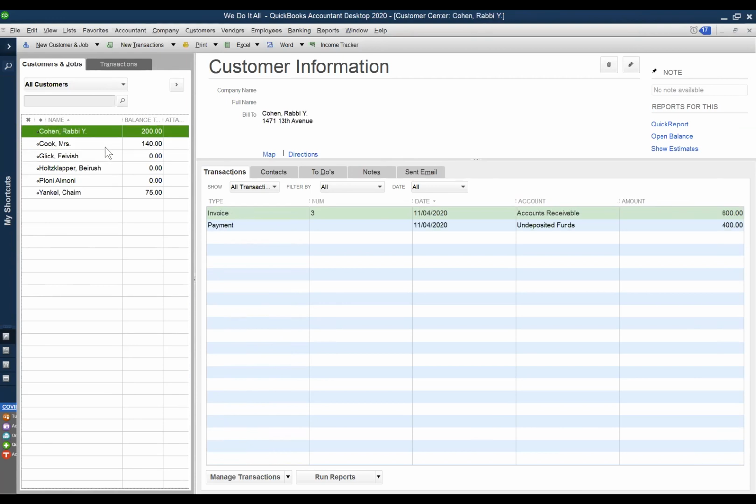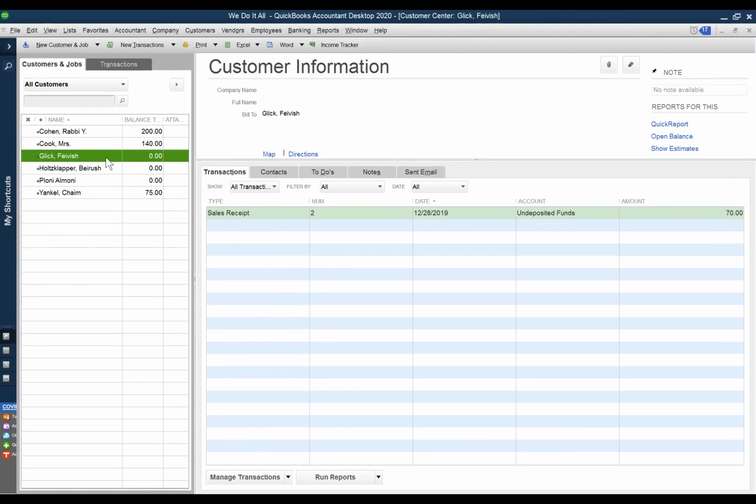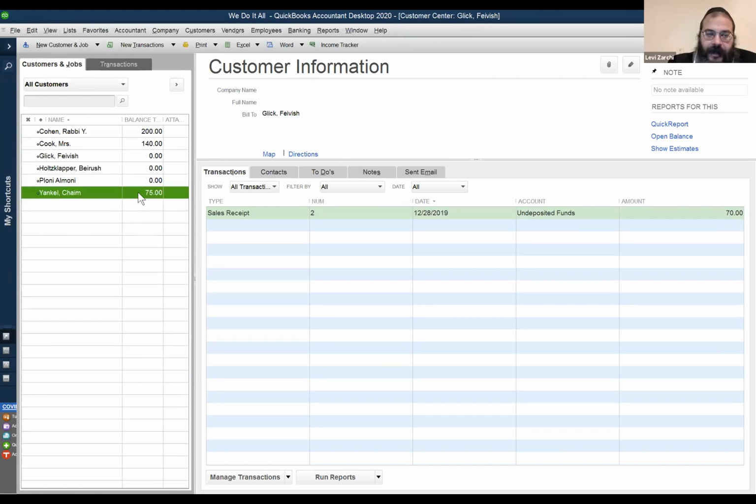I don't want to keep you, but yeah. How do I get, right, but then Cohen is 60, I don't know, I have to look at that. Then Cook is 0. I don't know. Glick also maybe 0. Yankel, it says minus 75, I don't know why. Minus 75 because you overpaid.